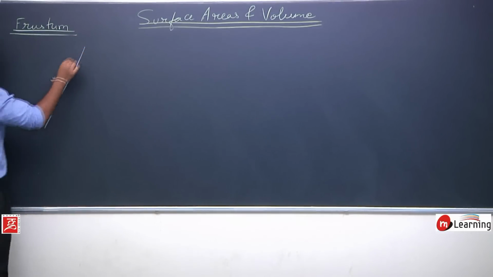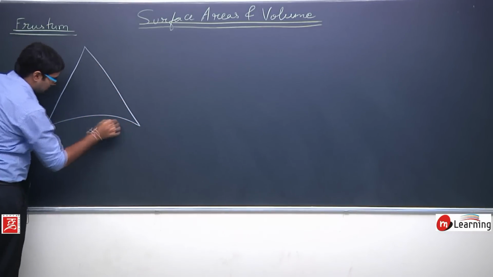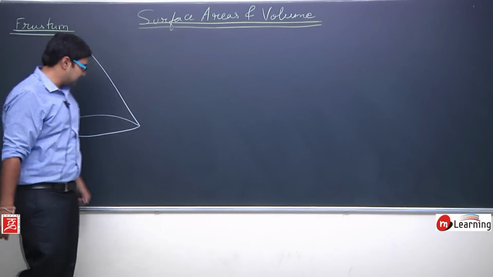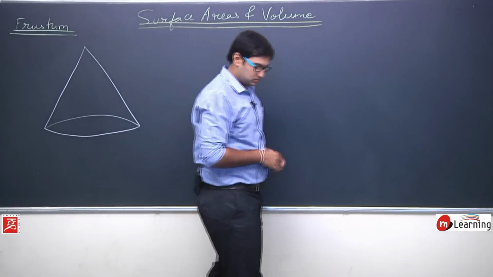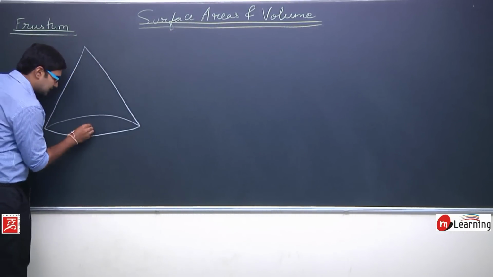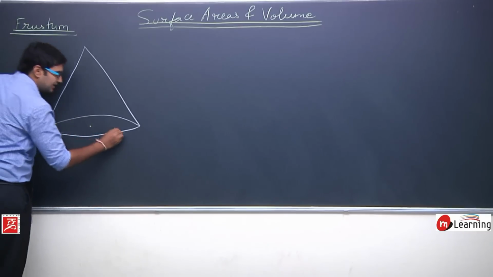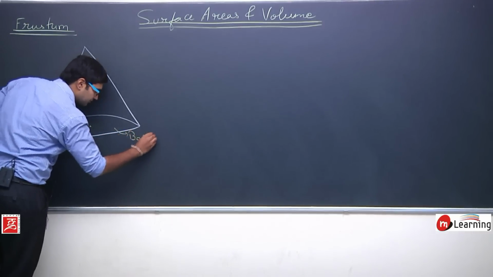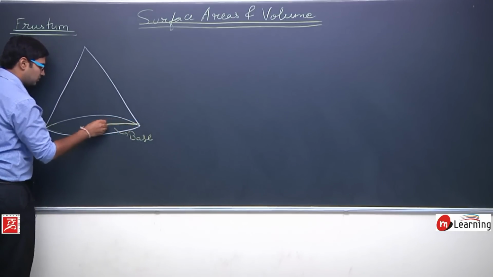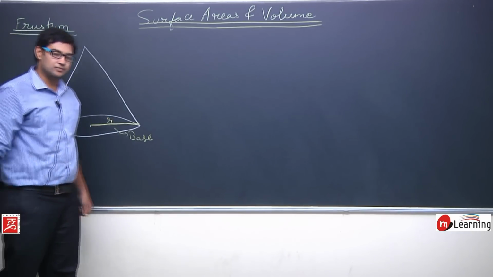Let us assume that this is a right circular cone. In this right circular cone, I can see that this circle, this part, represents the base of the cone, and this is the radius of the cone. Let us say R is the radius of the cone.